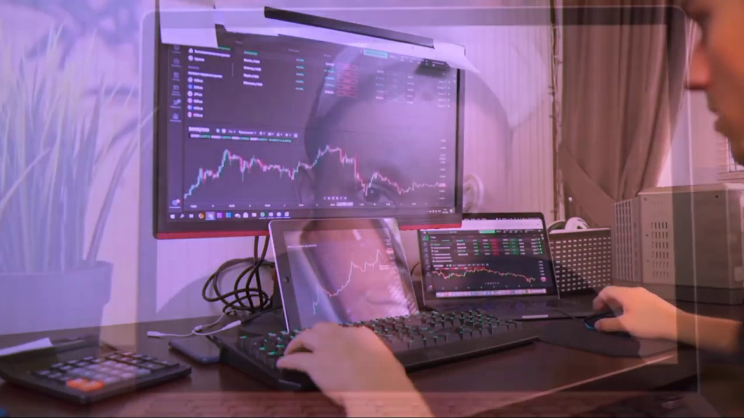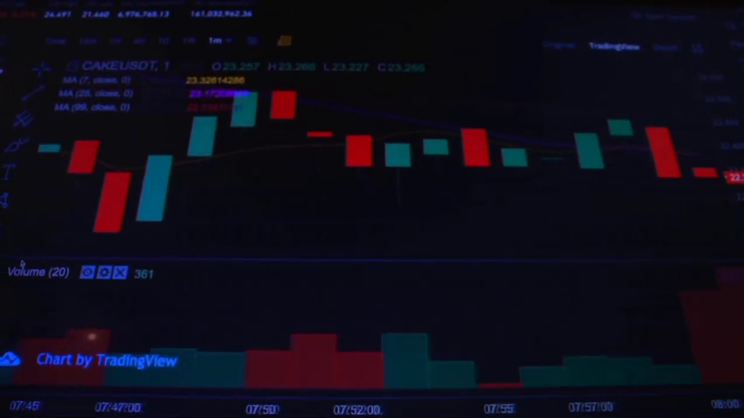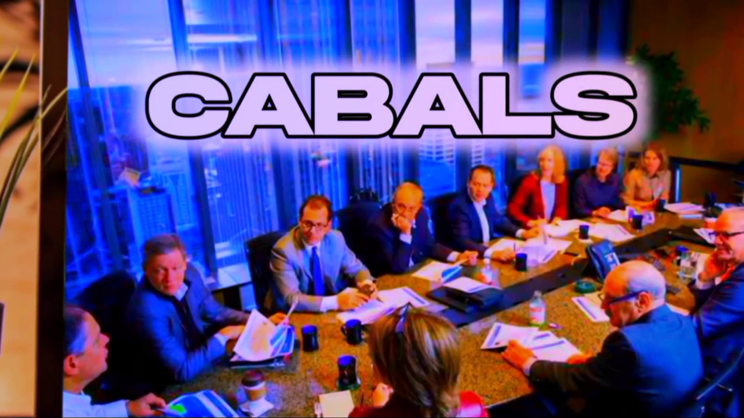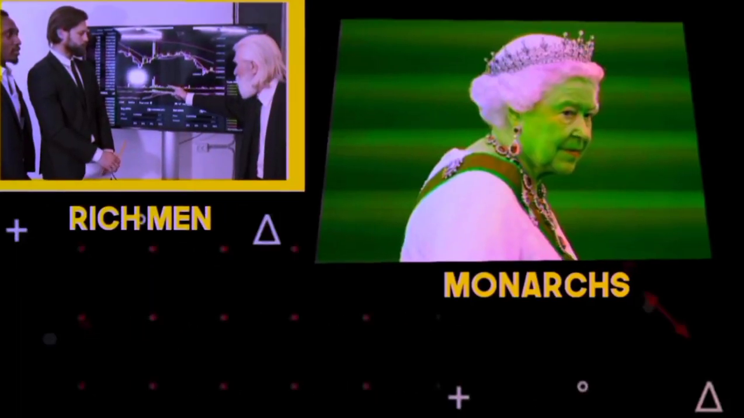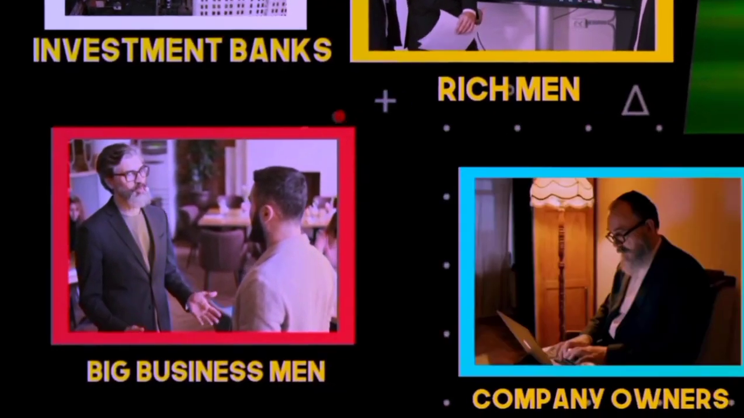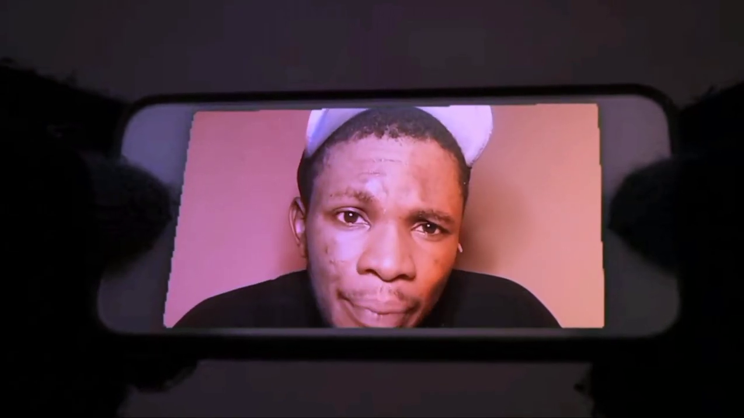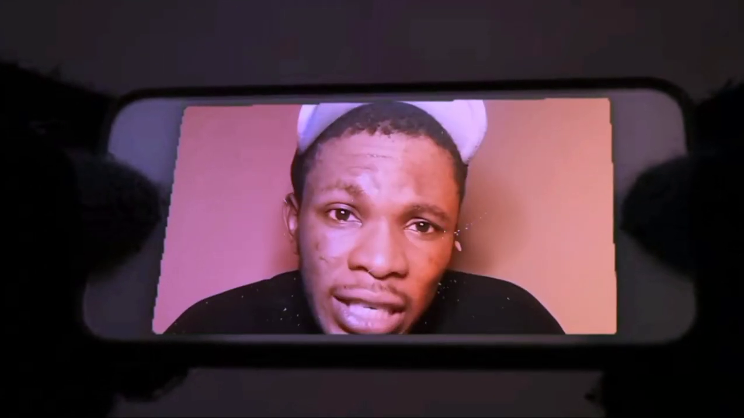Initially, in forex, it's not anyone that is allowed to trade forex. Just as we see currently in the New York Stock Exchange, forex was only traded by people we call the cabbers, men of Wall Street, usually investment banks, rich men, monarchs, big businessmen, company owners, etc. In other words, leverage is a borrowed capital to increase the potential returns.